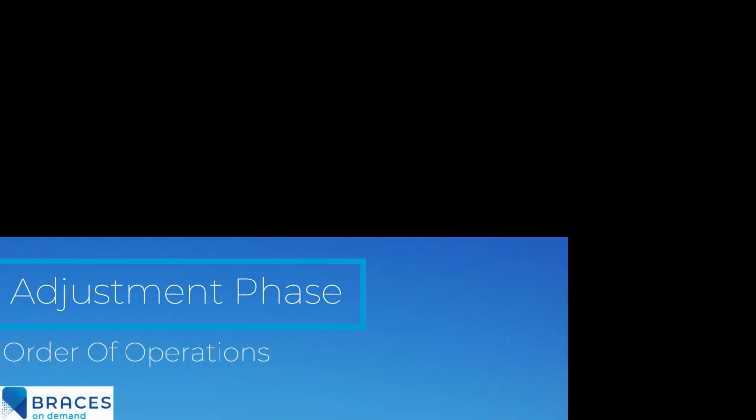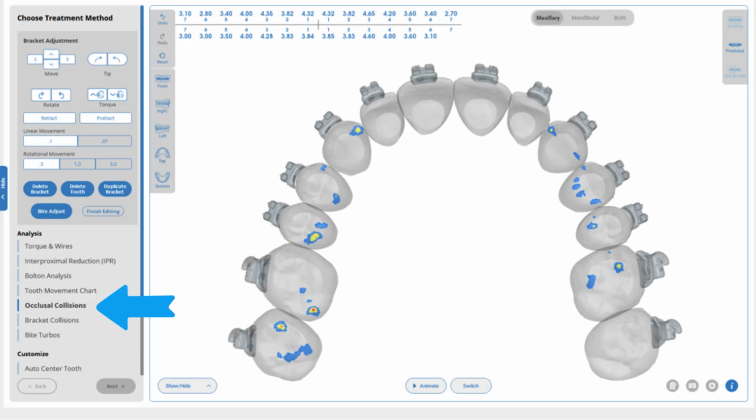Let's start by seeing how the wizards at DIBS AI did on your occlusion. I like to look at the occlusion before making dramatic changes. Often, the techs have a good reason for putting a tooth where they did. In the predicted view, click on Occlusal Collisions in the Analysis section.